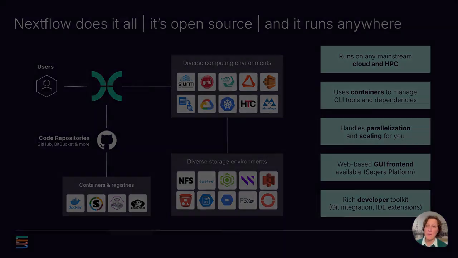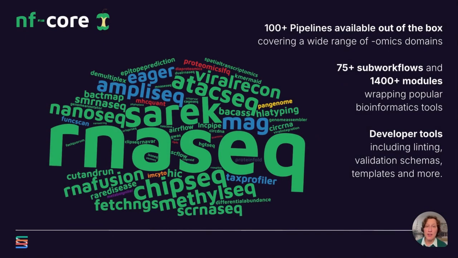But that's not all. With Nextflow, you also get NF-Core, which I mentioned earlier in my introduction. It's an independent open source project that brings together bioinformaticians across the world in a collaborative effort to develop high quality, community curated pipelines that you can use out of the box or customize to suit the needs of your particular project. There are over 100 pipelines like that, covering a wide range of omics domains.